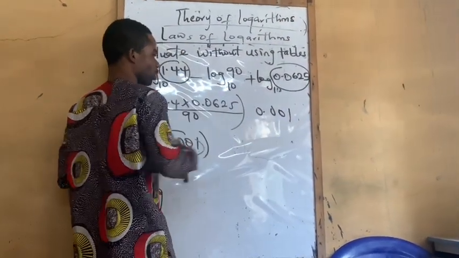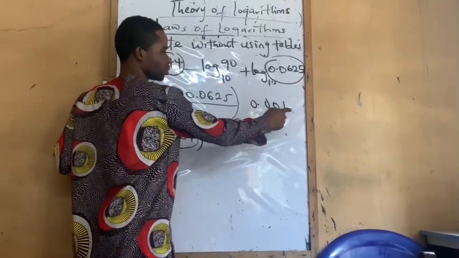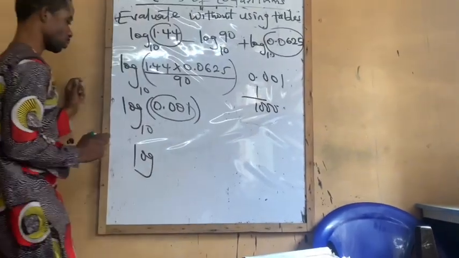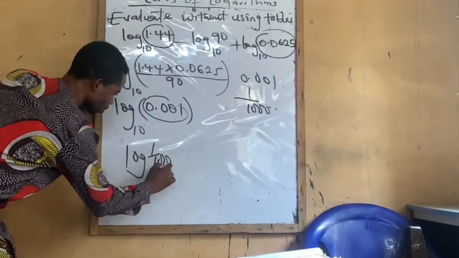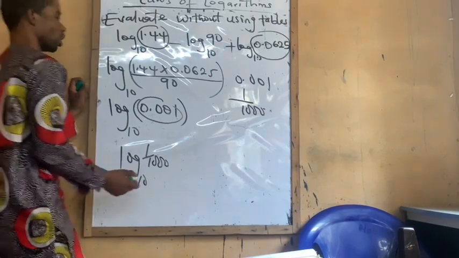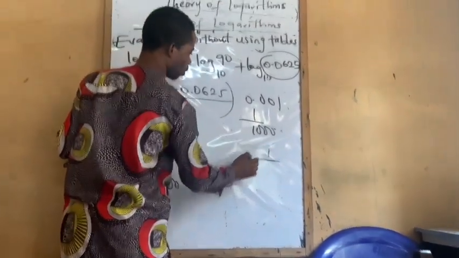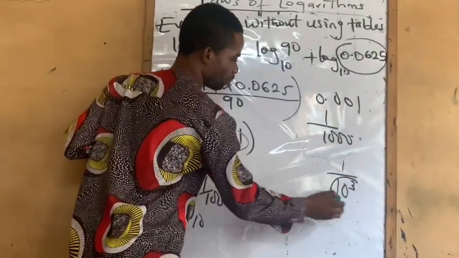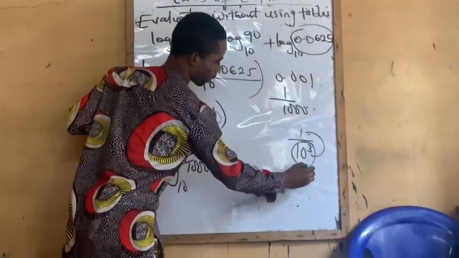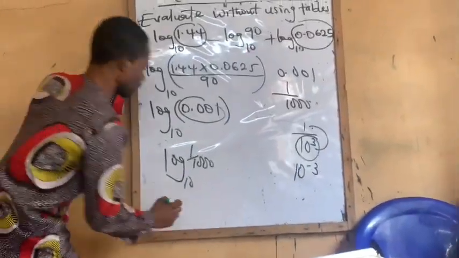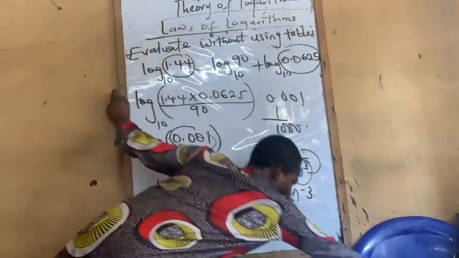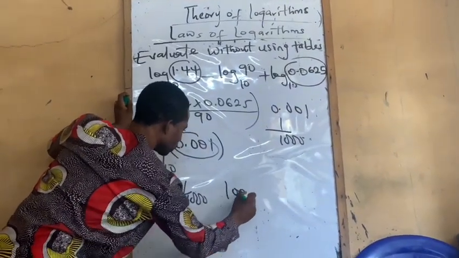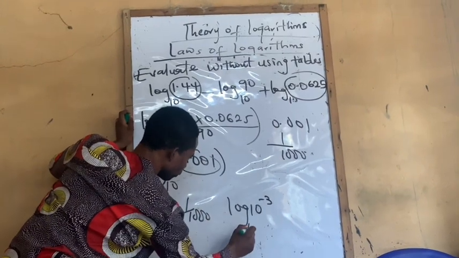This is the place value: one of zero is tenth, hundredth, thousandth. That means 1/1000. Now, according to the law of indices, 1000 is 10^3, so 1/10^3, if I bring it up, becomes 10^-3. That means I can also say it equals log 10^-3 base 10.